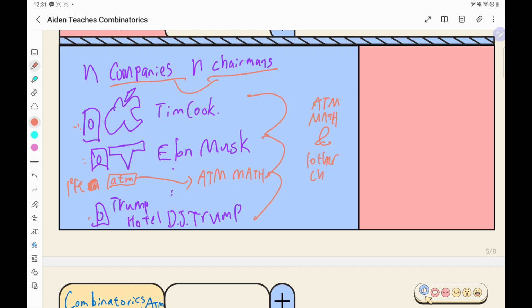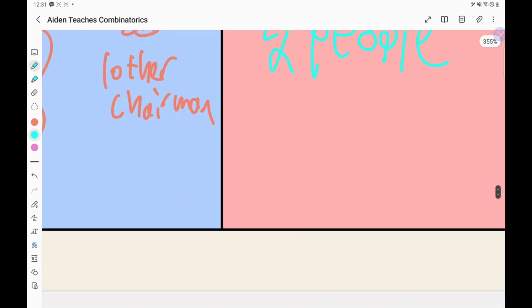So what I'm going to show you is that if we have n minus 1 companies and n chairmen, then we could show that there exists at least one company that has at least 2 people. So this is Pigeonhole principle, a principle.